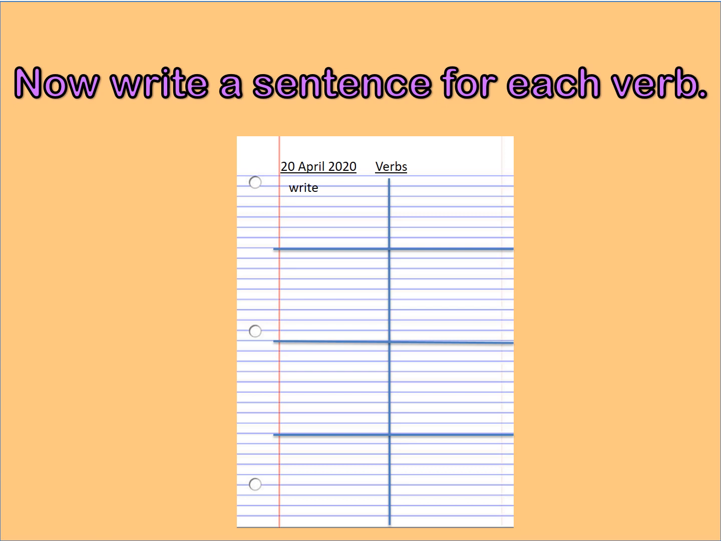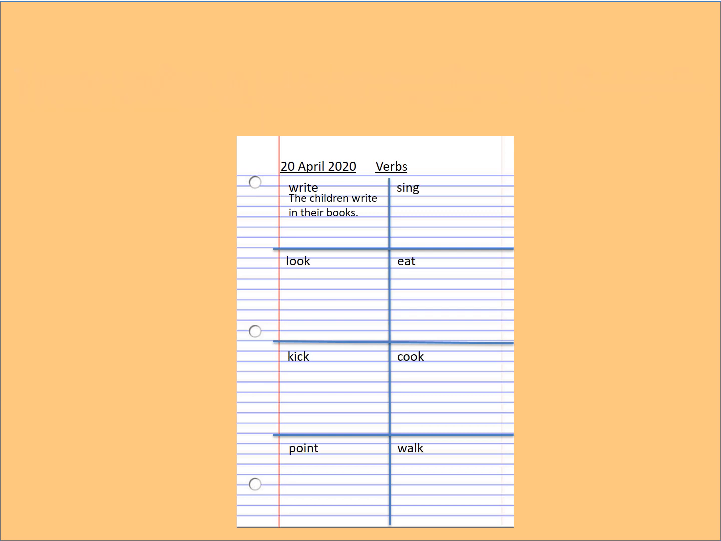Now write a sentence for each verb. My sentence over there is the children write in their books. Remember, you always start a sentence with a capital letter and you end with a full stop. You are going to carry on with the rest of your verbs. Continue to write sentences for all of them. Remember, try and be creative.